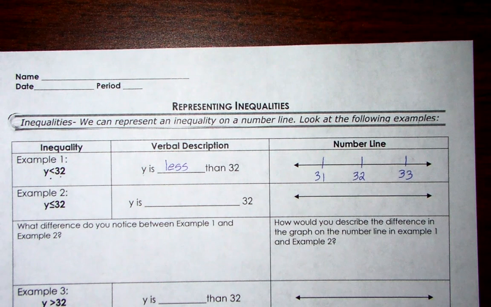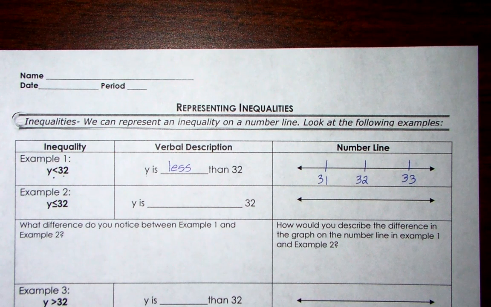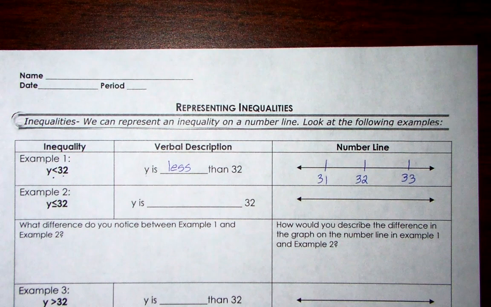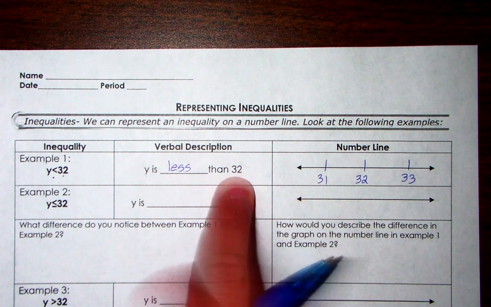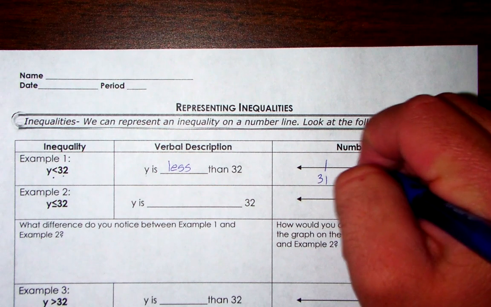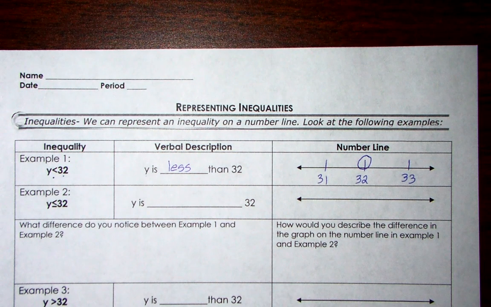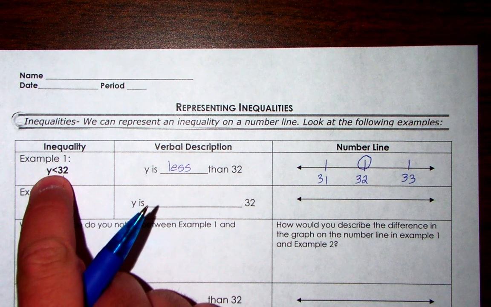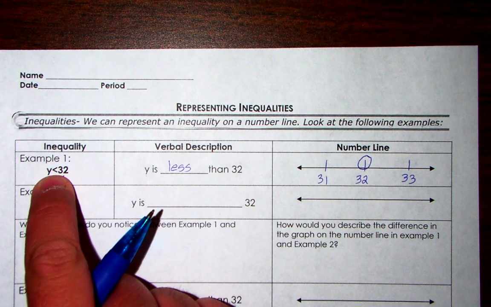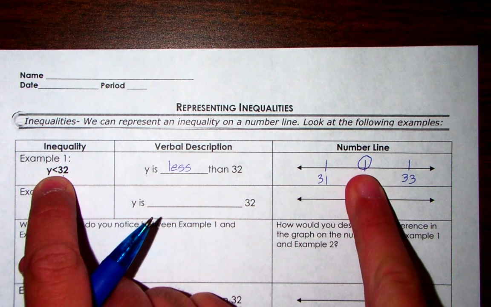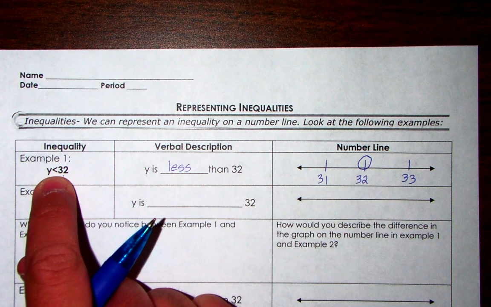Now remember, there are 3 easy steps when graphing. Put an open circle at your solution. In this case, it's 32. Open circle. Second step, look at your inequality sign. Is there a solid bar underneath there? No, there's not. So leave the dot alone. Do not shade it in.